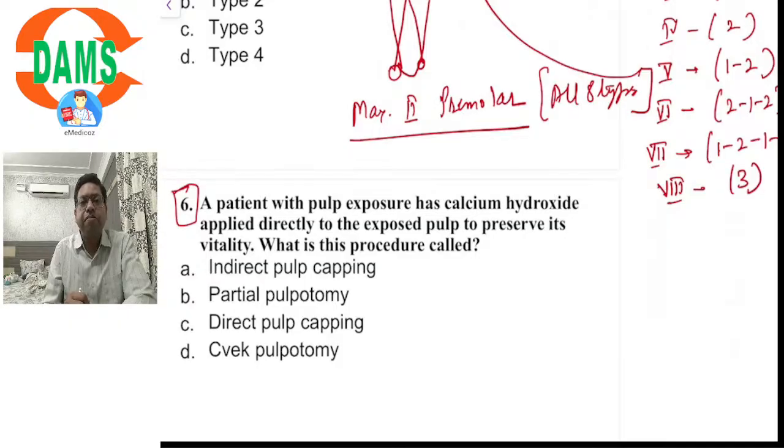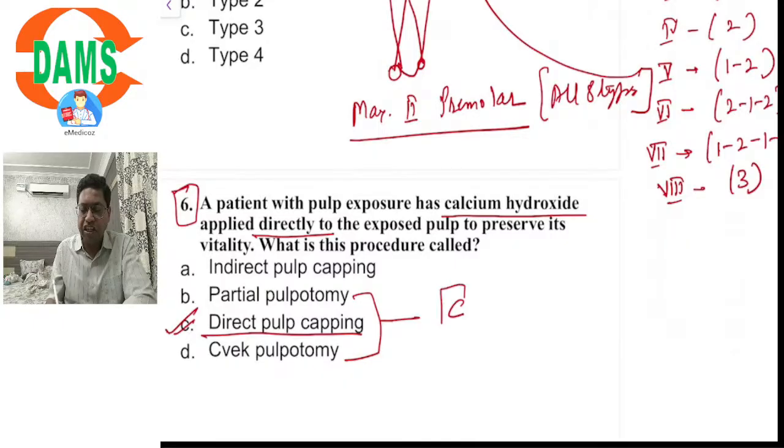Options are indirect pulp capping, direct pulp capping, partial pulpotomy, or square pulpotomy. Okay. These two are basically the same options. What it is talking about, calcium hydroxide applied directly to the exposed pulp, so it is a form of direct pulp capping. Option C is the answer. Nothing much to explain over here.